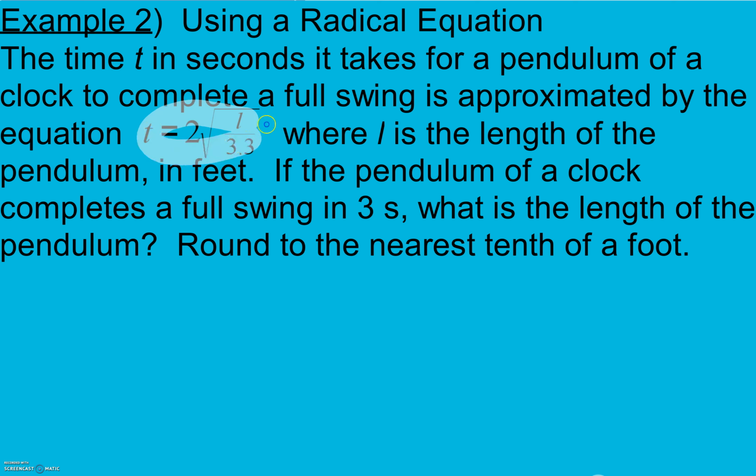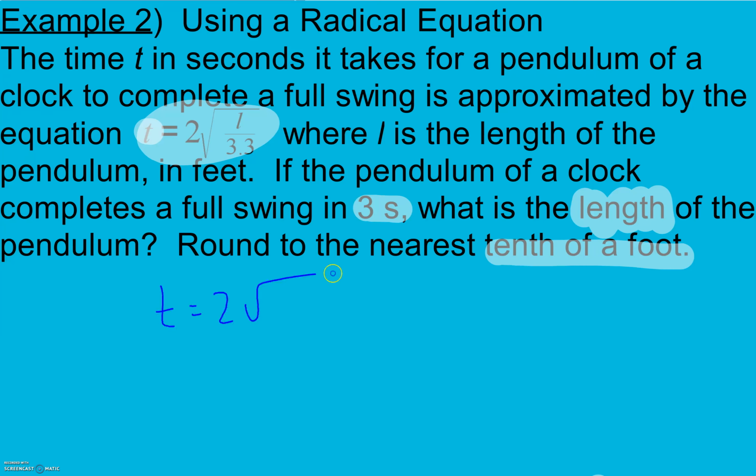So it tells us here our equation. It also tells us what we're looking for as far as time, so we're going to plug that in for t. And we're trying to find the length to the nearest tenth of a foot. So I take my equation and I substitute in what I know t to be. Since we're talking seconds here, I know that's my t value. So 3 equals 2 times the square root of L divided by 3.3. And again, we're looking for length, so I only have one variable left, it's L. That's good. Now, my first step is to get my radical by itself. And in order to do that, I get rid of my multiplication by dividing.